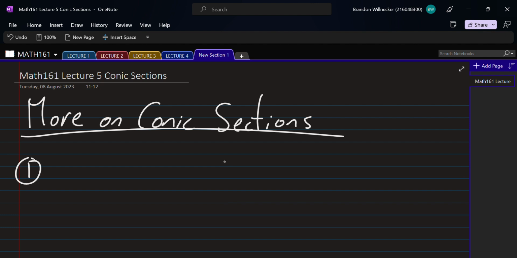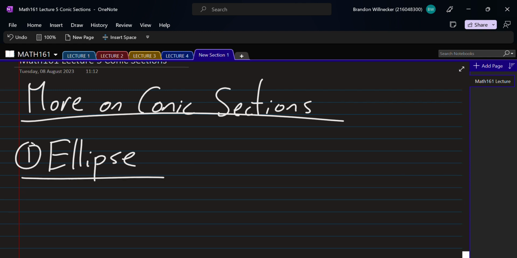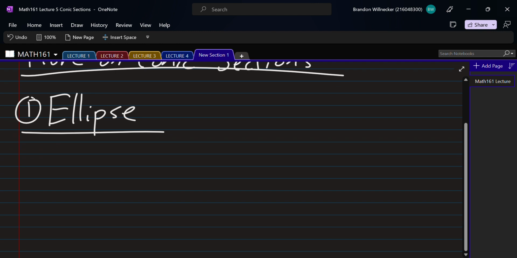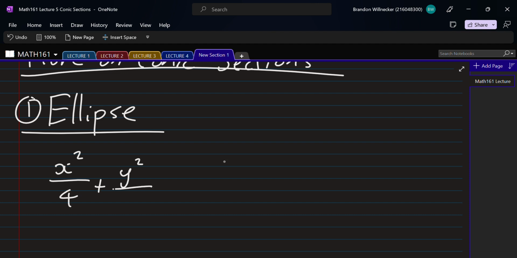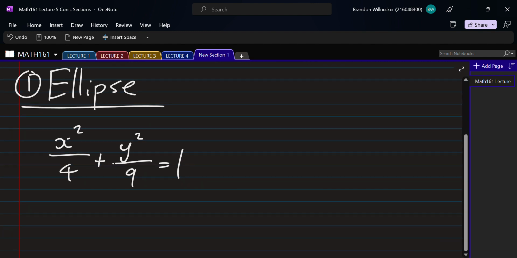So the first one that we're going to be looking at is the ellipse. We'll do a pretty easy example just to show the machinery of the calculations and what this shape looks like. So we have x squared over 4 plus y squared over 9 is equal to 1. Remember that 4 is actually a squared, so we need to take the square root to see what the value of a is. So a squared is 4, so a is 2.